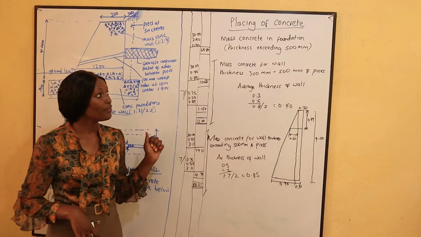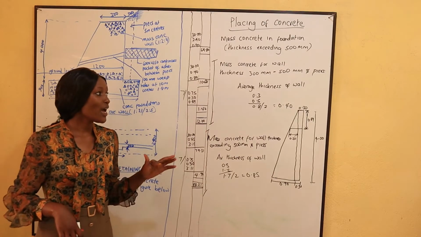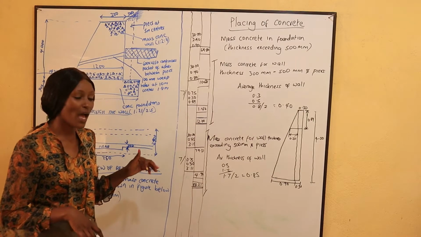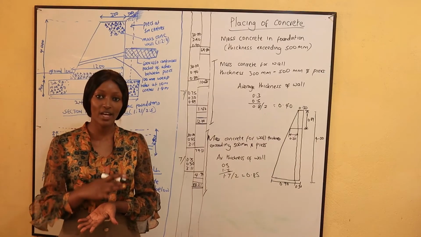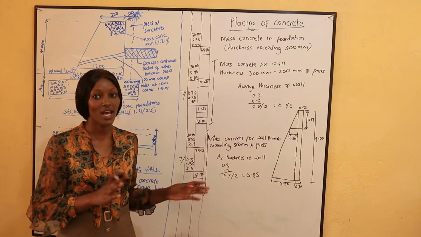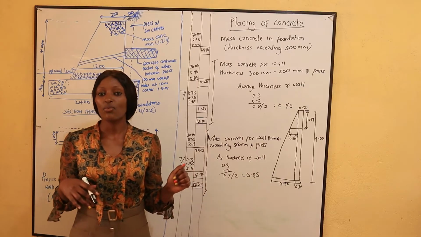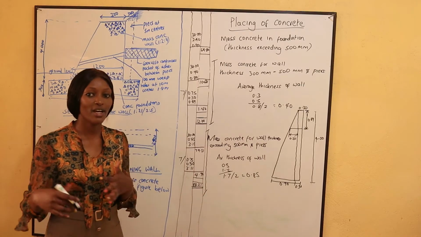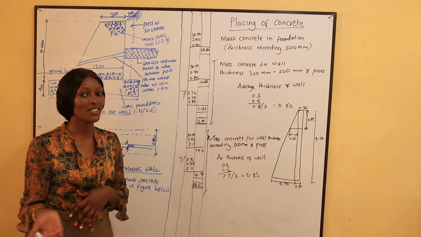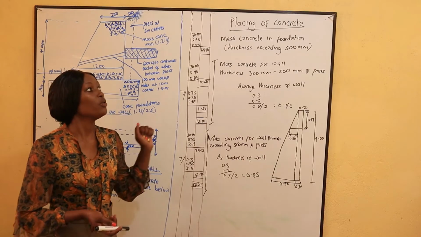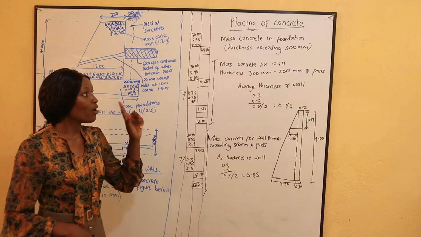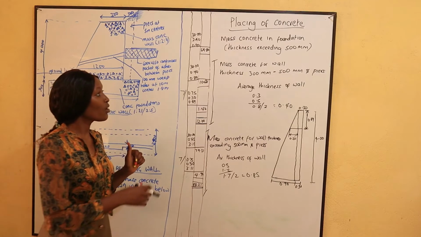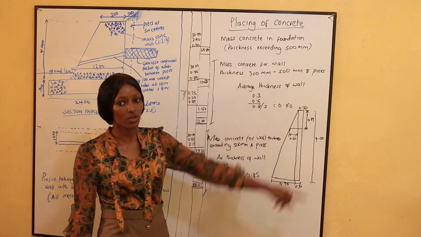For the wall, for the concrete, it should be done in intervals of, if there's concrete below 500 millimeters thickness, it should be done separately. Then if there's another concrete above 500 millimeters, it should be done separately. So that is what we shall be doing here. So in the placing of the concrete, we shall begin with placing the concrete in the foundation.